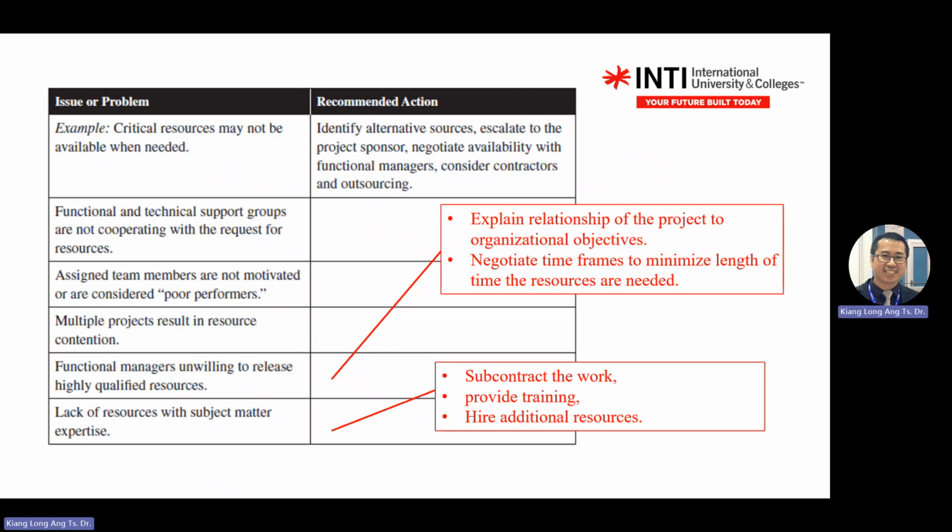So if this kind of question comes out in your test, test 2 or final exam, please elaborate a little bit. Don't give me a dot, then subcontract, dot. Elaborate a little bit, so it becomes like one sentence.